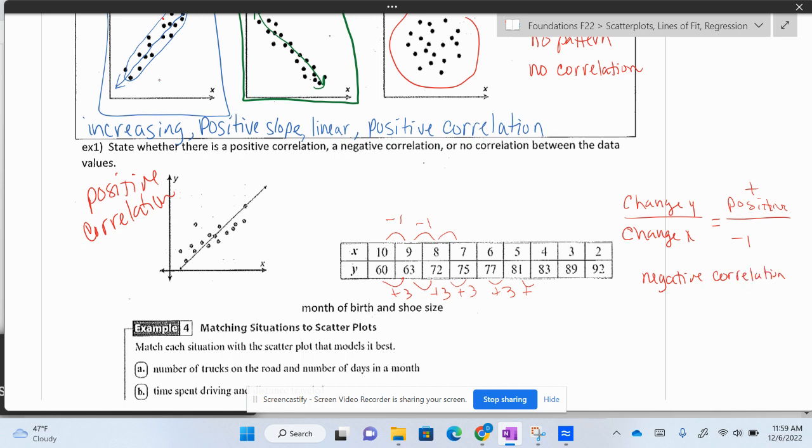Unless, here's when it wouldn't be negative correlation. If as x gets smaller, so as these x values are decreasing, these y values are getting bigger. It wouldn't be negative correlation if all of a sudden these numbers started getting really low. Like say I threw a 56 in there, or maybe a 42, because then that would give me that kind of popcorn effect. Okay.